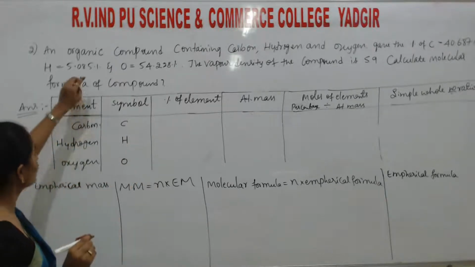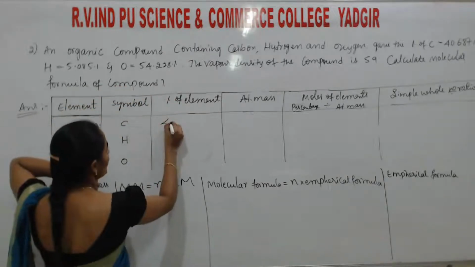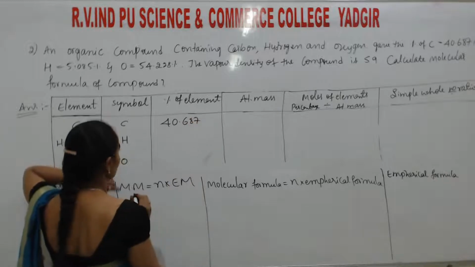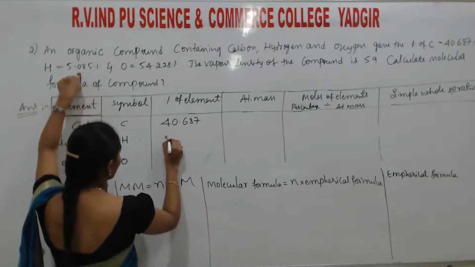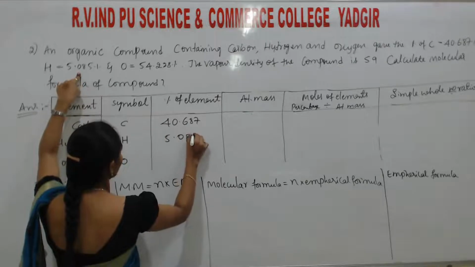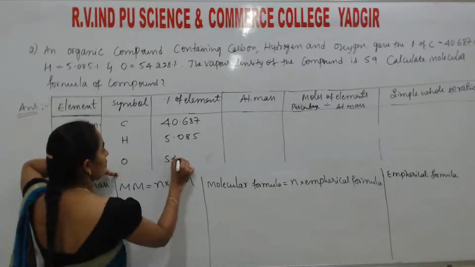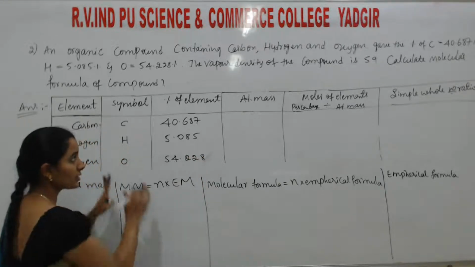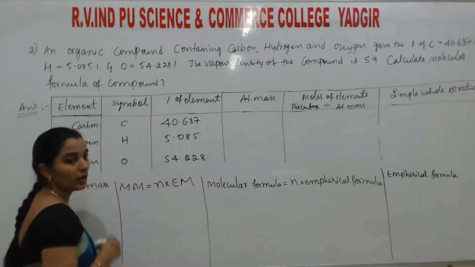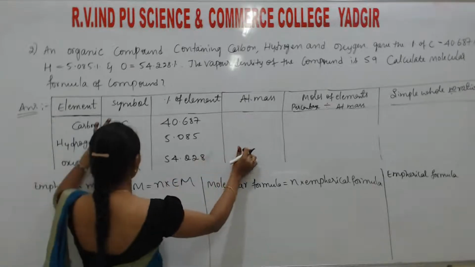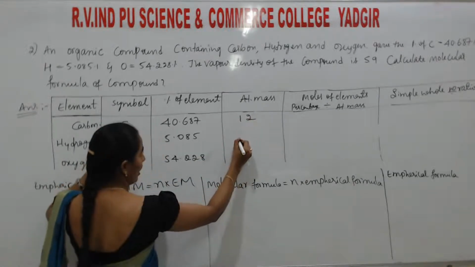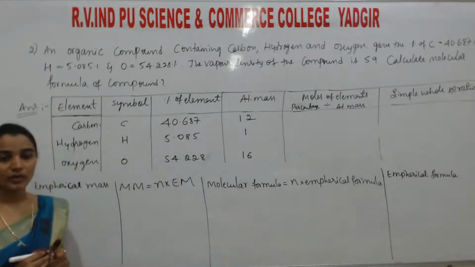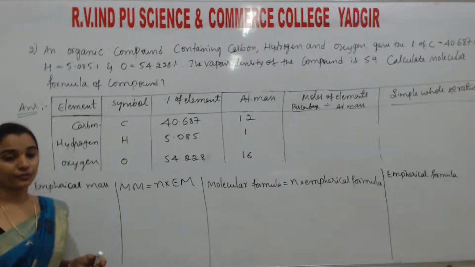And the percentage of carbon they gave, 40.687. Hydrogen they gave 5.085. Oxygen they gave 54.228. This is the percentage which is given in the question. And we have to write the atomic mass. Atomic mass of carbon is 12, hydrogen is 1, oxygen is 16. This is what we have to do for our need.